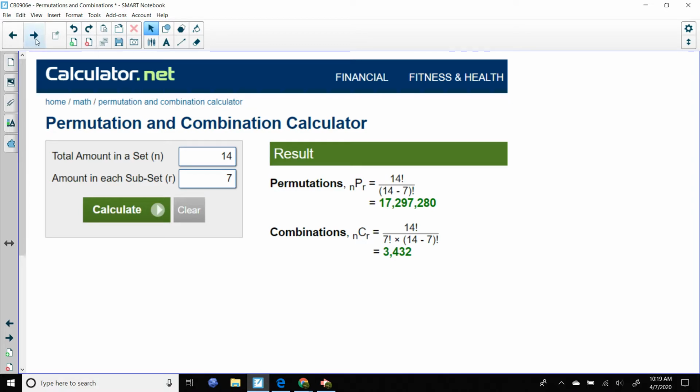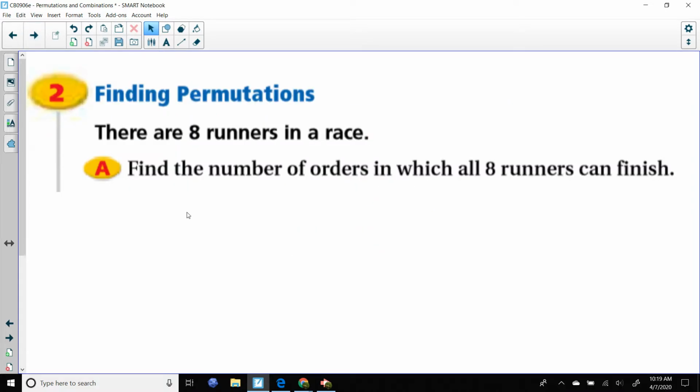All right, let's go ahead and move on. So what we're going to do first is find the number of orders in which all 8 runners can finish. And what we're saying here is how can these 8 people finish first, second, third, fourth, fifth? So Timmy could be in first, Timmy could be in third, Timmy could be in fifth, Timmy could be in 8th place, and John could finish in second or in fourth or in sixth. And we could find out how many different ways 8 people running in a race could finish the race. So this would be a real simple task.